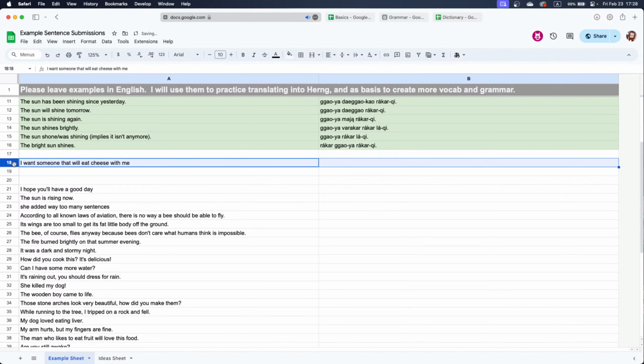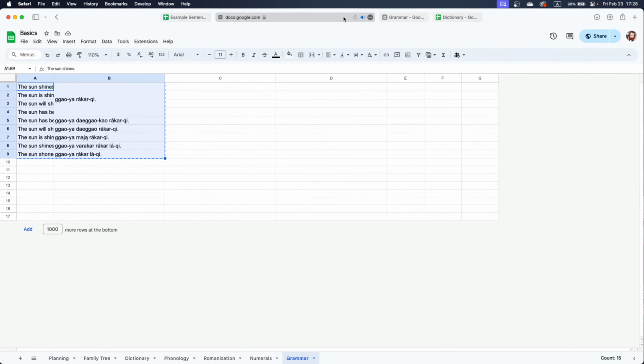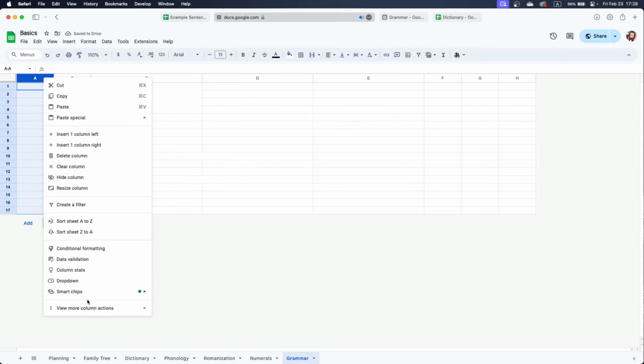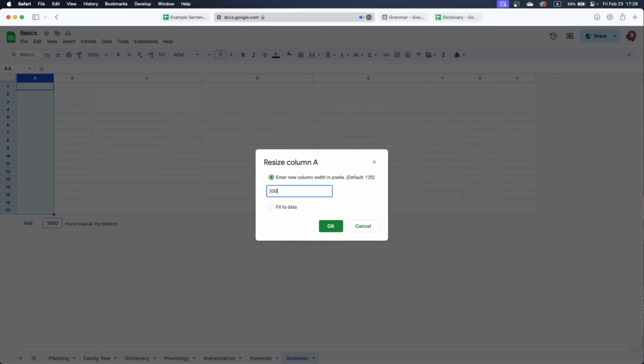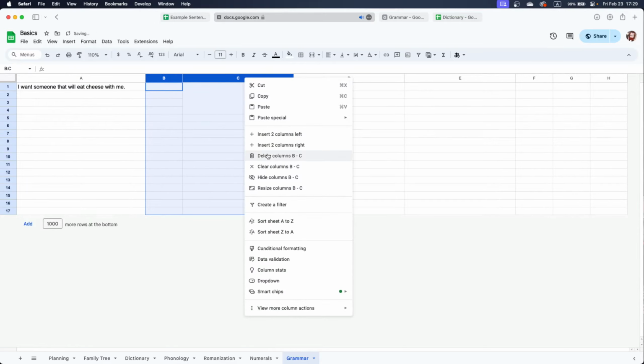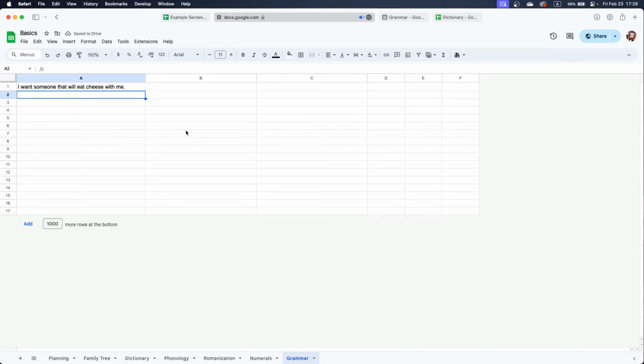I want someone that will eat cheese with me. So let us do this one. Hey, yeah, yeah. I said, hey. Resize. There's the resize. Oh, and these tries. Oh my God, do I try? I try all the time. Okay, I'll stop singing the He-Man song. I want someone that'll eat cheese with me.